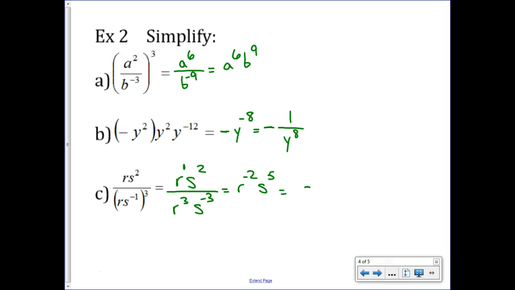Then that -2 tells me the s to the 5th can stay up top, but r to the 2nd needs to move to the bottom. And a lot of these you can do in a different order and you're going to end up with the same answer. So the order isn't as important. Like back on A, we could have moved that b to the top first and made it b to the 3rd and then multiplied, we still would have gotten b to the 9th. Same thing here. You could have taken care of that -1 when you turned it into a -3. We could have gone ahead and moved it up to the top, and then we would have added exponents. You still would have ended up with s to the 5th.